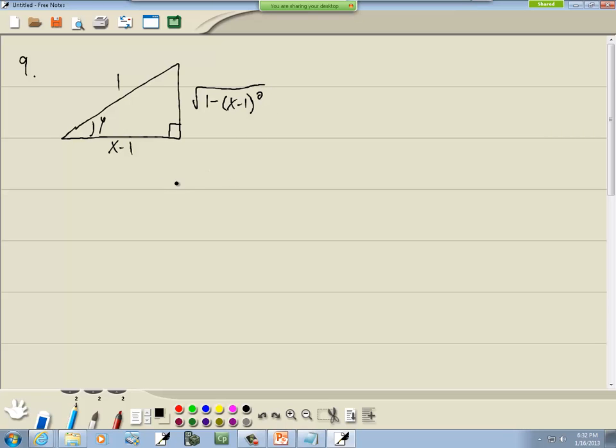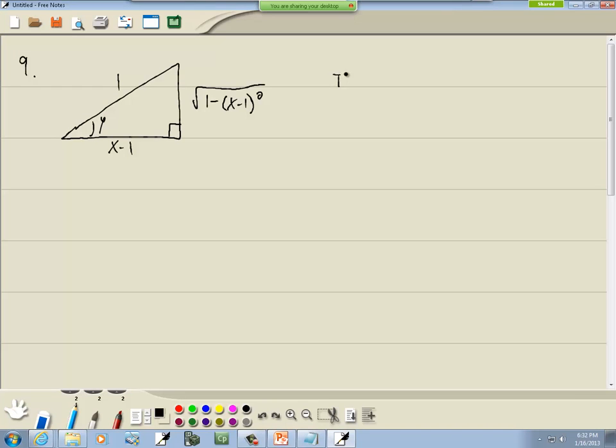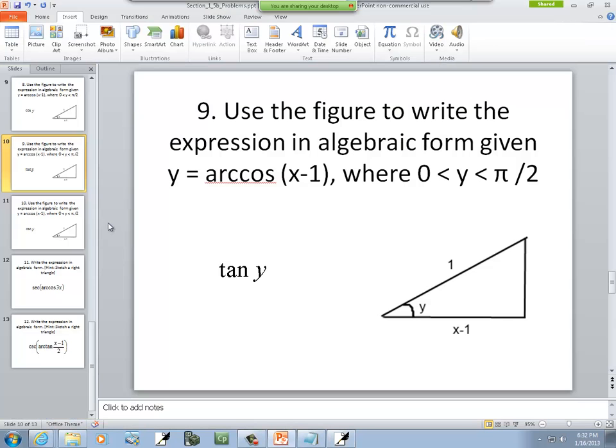Okay. Now, what we're trying to find here is tangent. Now, tangent is equal to opposite over adjacent. Well, this side is opposite, so this is going to be square root of 1 minus (x minus 1) squared over adjacent, which was x minus 1. Now, the hard part was getting this side initially, the opposite side. So once we have that, then these are pretty simple now that I say that.